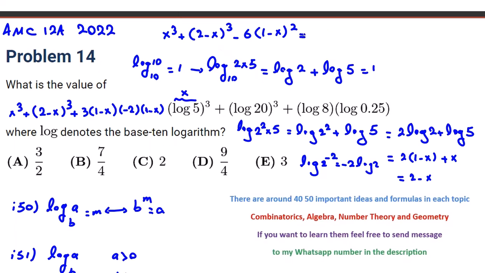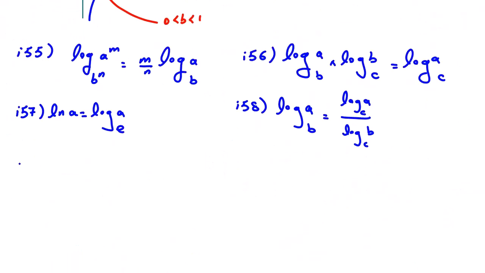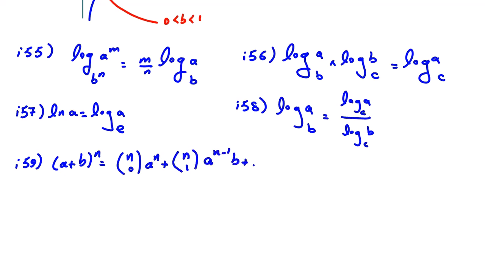Okay, if we simplify this one here, we need to use the binomial theorem. Okay, let me tell you what the binomial theorem is. Idea 59: a plus b to the power of n. You say n choose 0, a to the n, because we select 0 b's. Or you can say n choose n, a to the n, both of them equal. N choose 1, we select 1 b, it will be a to the n minus 1 times b. Plus n choose 2, a to the n minus 2 times b squared, up to n choose n, b to the n.